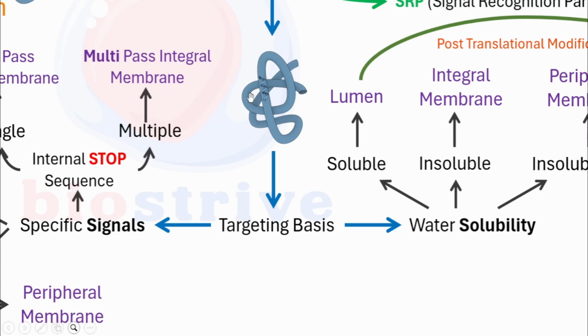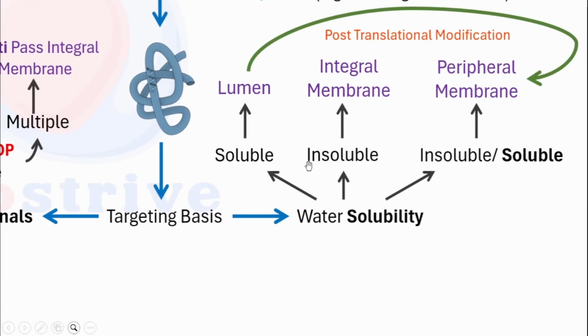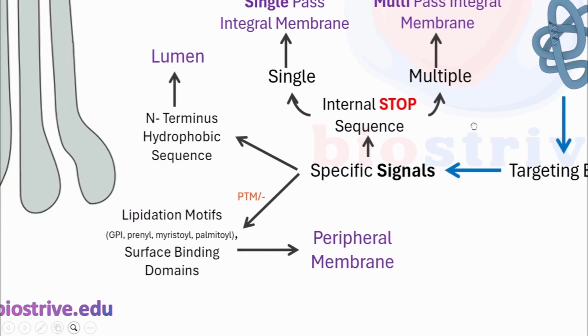Okay, so there are two basic criteria for such fate of these proteins. One is specific signals and second one is physical properties of such proteins. Talking about physical properties, if the protein is water soluble, it will be targeted to lumen. If it is fat soluble, it will be targeted to membrane. And if it is water soluble and having some post translational modifications, like lipidation motifs which will be used to attach lipids. The lipid attachment may be GPI anchoring, it may be prenylation, it may be myristylation, it may be palmitylation. Such proteins will act as the peripheral membrane proteins.